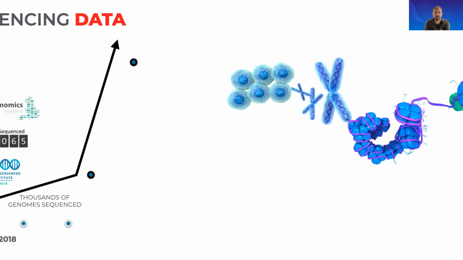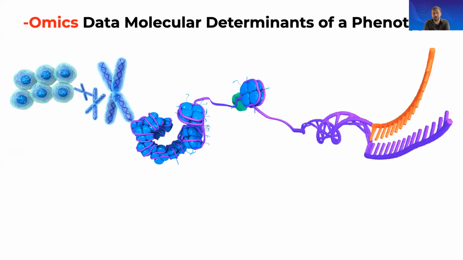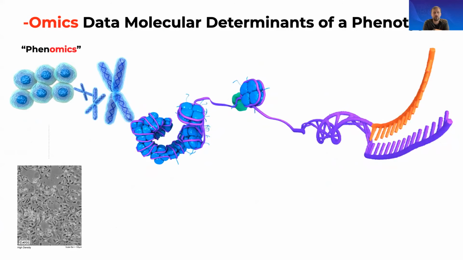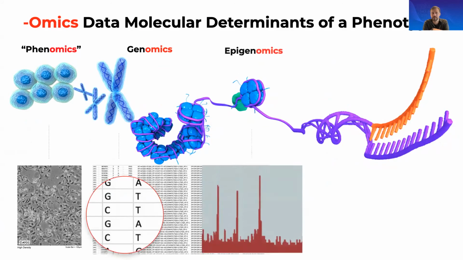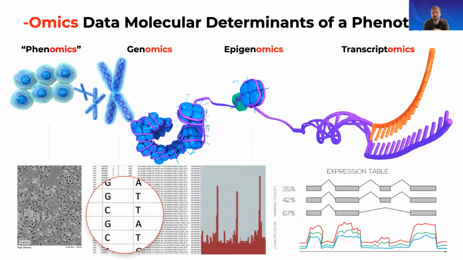But omics data doesn't just describe DNA. Omics data could refer to different types of omics. For example, phenomics, genomics, epigenomics, transcriptomics, even metagenomics, right? And so there are many different omics data types. And what we will do in this program is we will specifically look at genomic data in association with these other types of omics. For example, how does the genotype affect the phenotype?